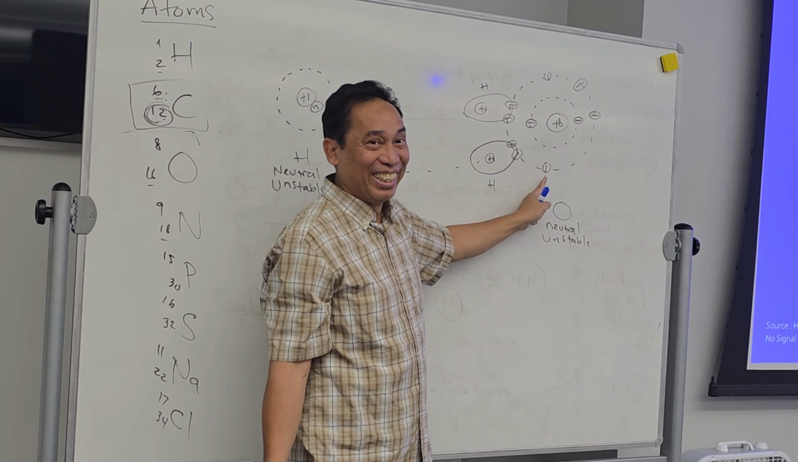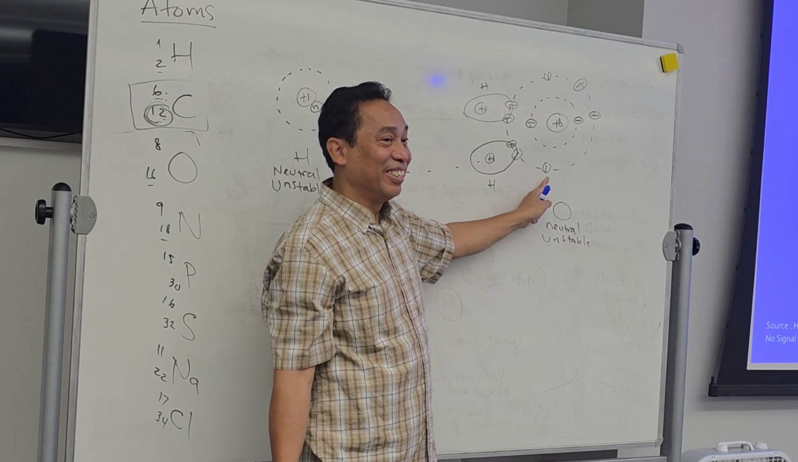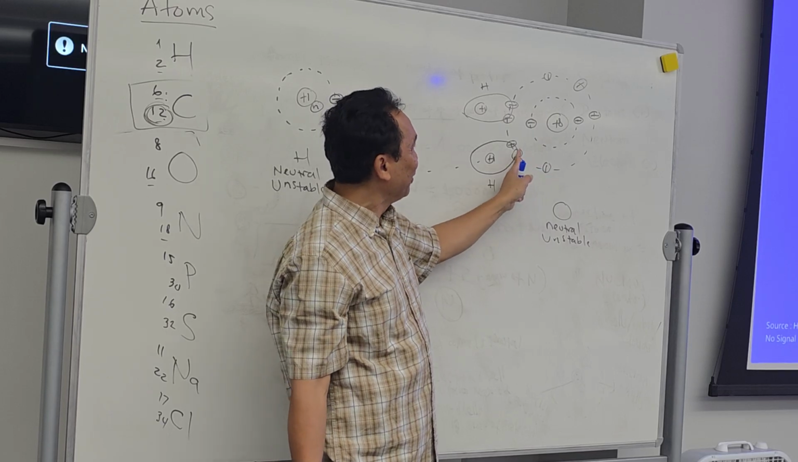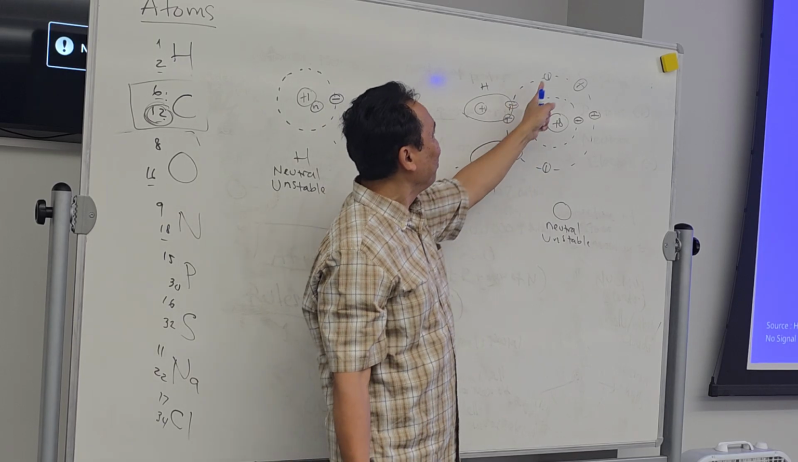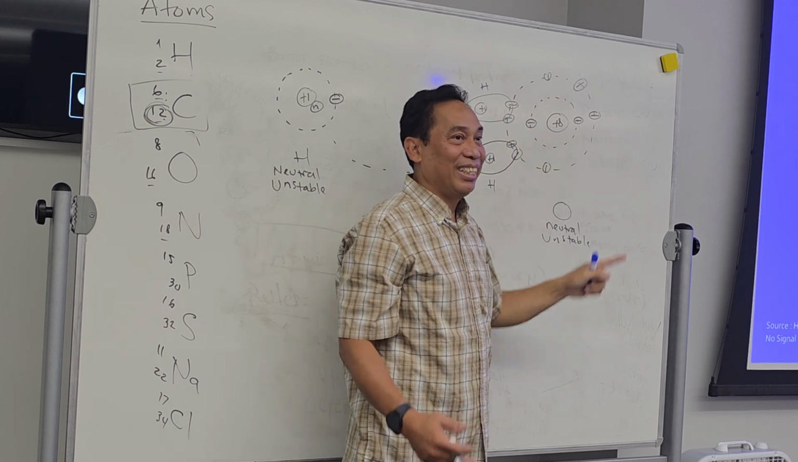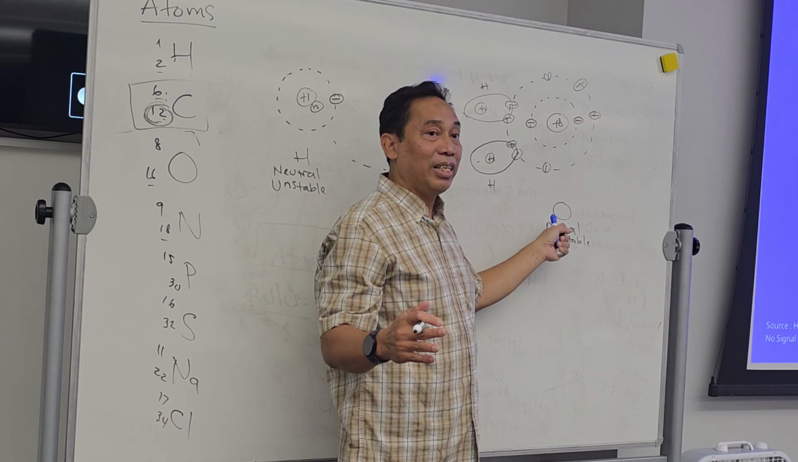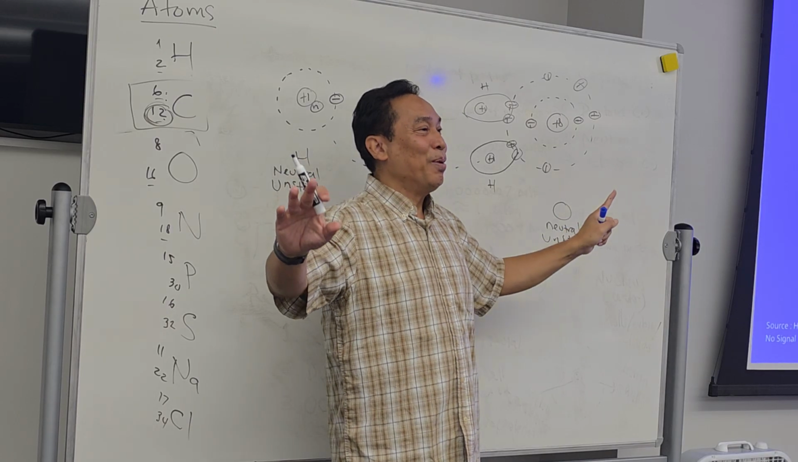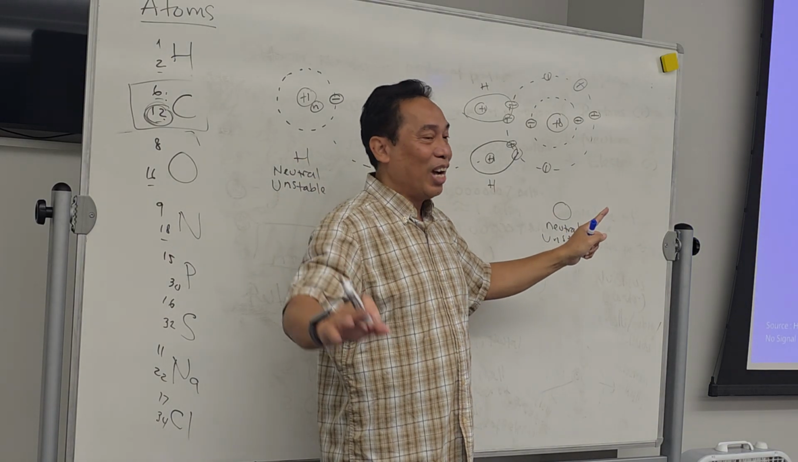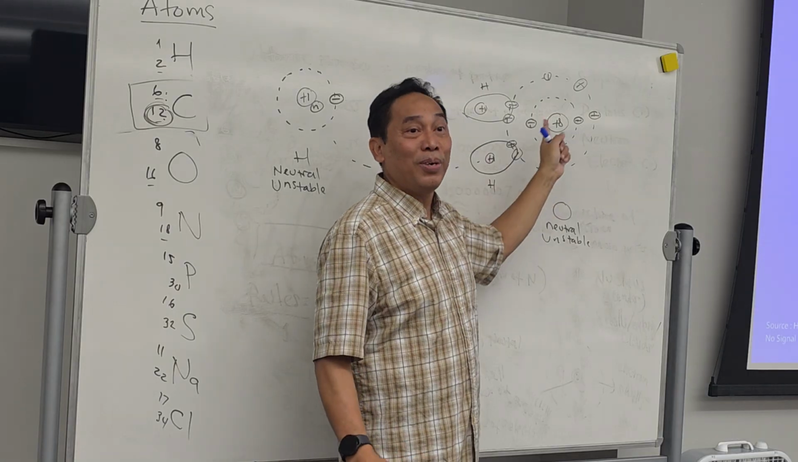The oxygen. How many electrons does it have now? 1, 2, 3, 4, 5, 6, 7, 8. It follows the rule, right? So is this oxygen happy? Yay! I'm happy. Right? However, now it is not an atom anymore.